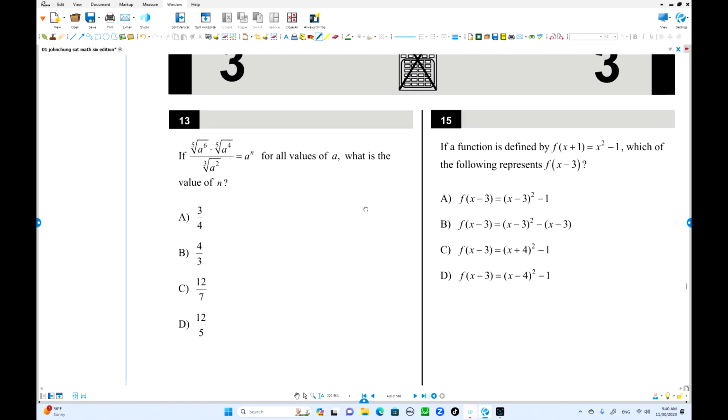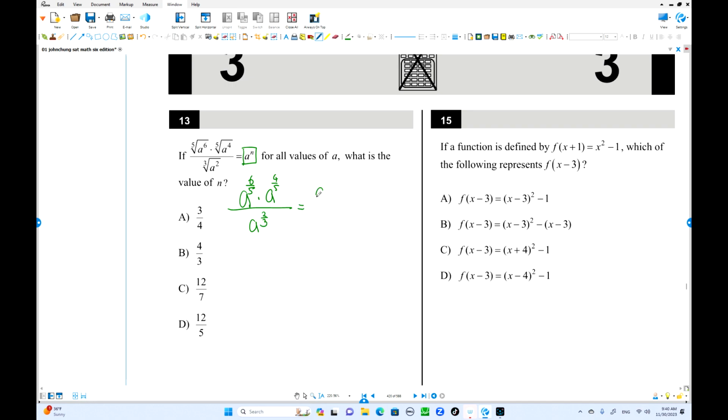Here is the number 13. When you simplify this one, we got to write this in the form a to the n. What is the value of n? You just simplify. Exponent form, a to the what? 6 over 5. A to the what? 4 over 5 over a to the what? 2 over 3, okay?